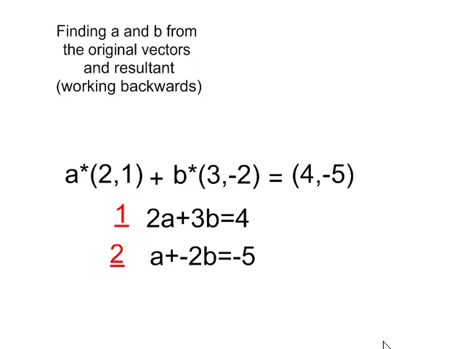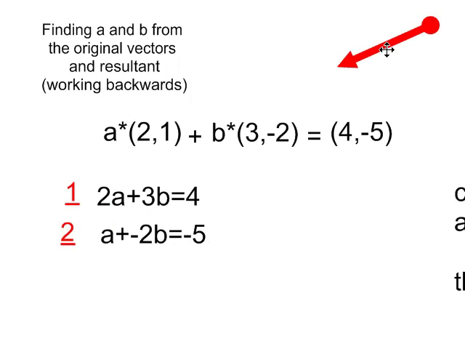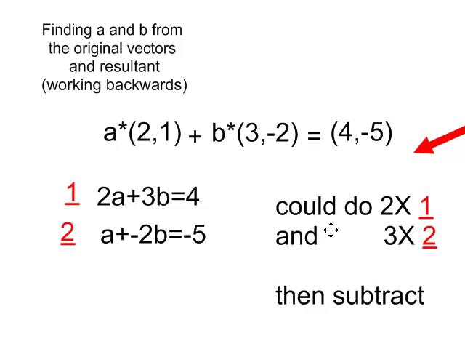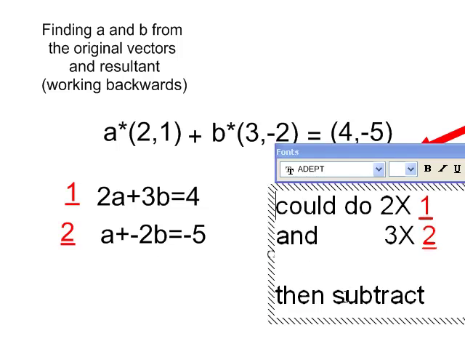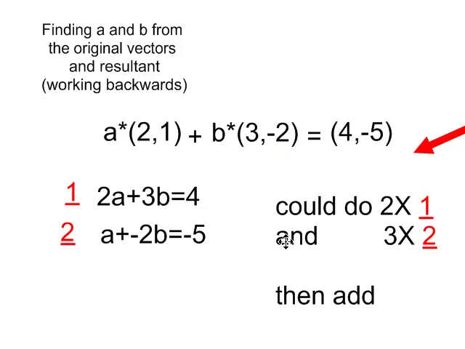Now for those of you who forget about elimination, it's all just a matter of getting these coefficients the same and then subtracting the equations. And so in this case, I could just hammer this. I could do 2 times equation 1, and then this would become 4a plus 6b equals 8. And I could do 3 times equation 2, and this would become 3a minus 6b equals negative 15. And then this says subtract, but since it's already negative, I could just add the two equations and I would eliminate b.